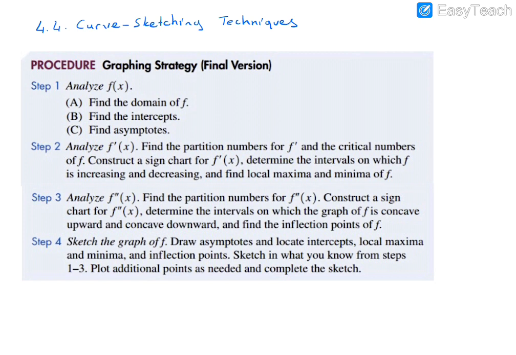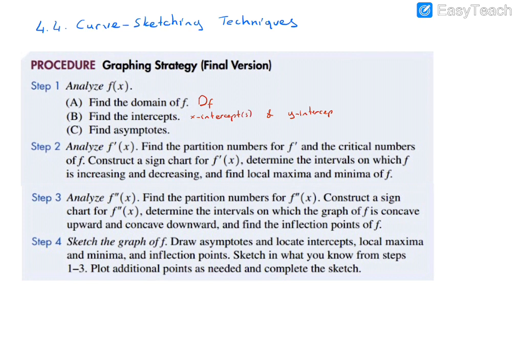Let's analyze this procedure. First of all, you should analyze the function f of x. How can you analyze the function f of x? By considering the domain. So you should calculate the domain of f, and you should find the intercepts. We have two intercepts: the x-intercept and the y-intercept. The y-intercept is unique, but there can be more than one x-intercept.